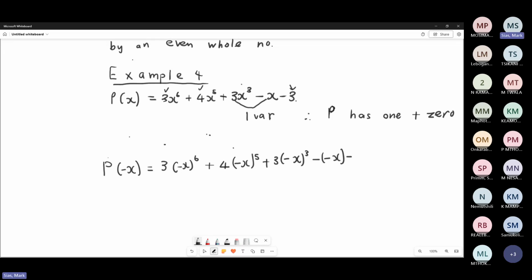Right. And now, from our experience with multiplying negatives by odd and even numbers, we know that this here will just be 3x to the 6. The next term will be minus 4x to the 5. And the next term, minus 3x cubed. Minus 4x, because minus times a minus times a minus 5 times is minus 1. Sorry there, guys.